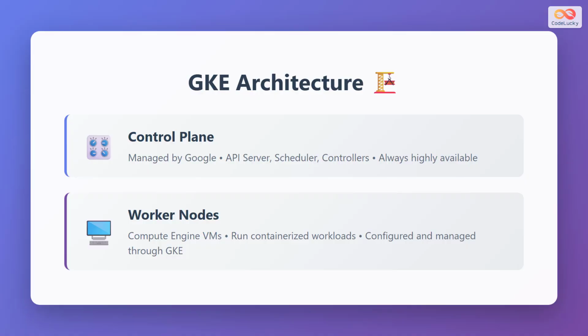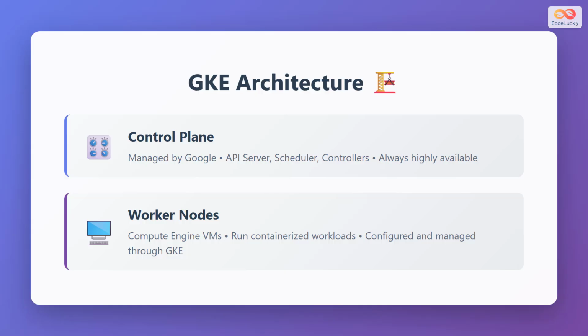The architecture of GKE consists of two main components. First is the control plane, which is the brain of your Kubernetes cluster. It includes critical components like the API server, the scheduler, and various controllers. The best part is that this control plane is fully managed by Google, meaning it's always highly available and you never have to worry about maintaining it.